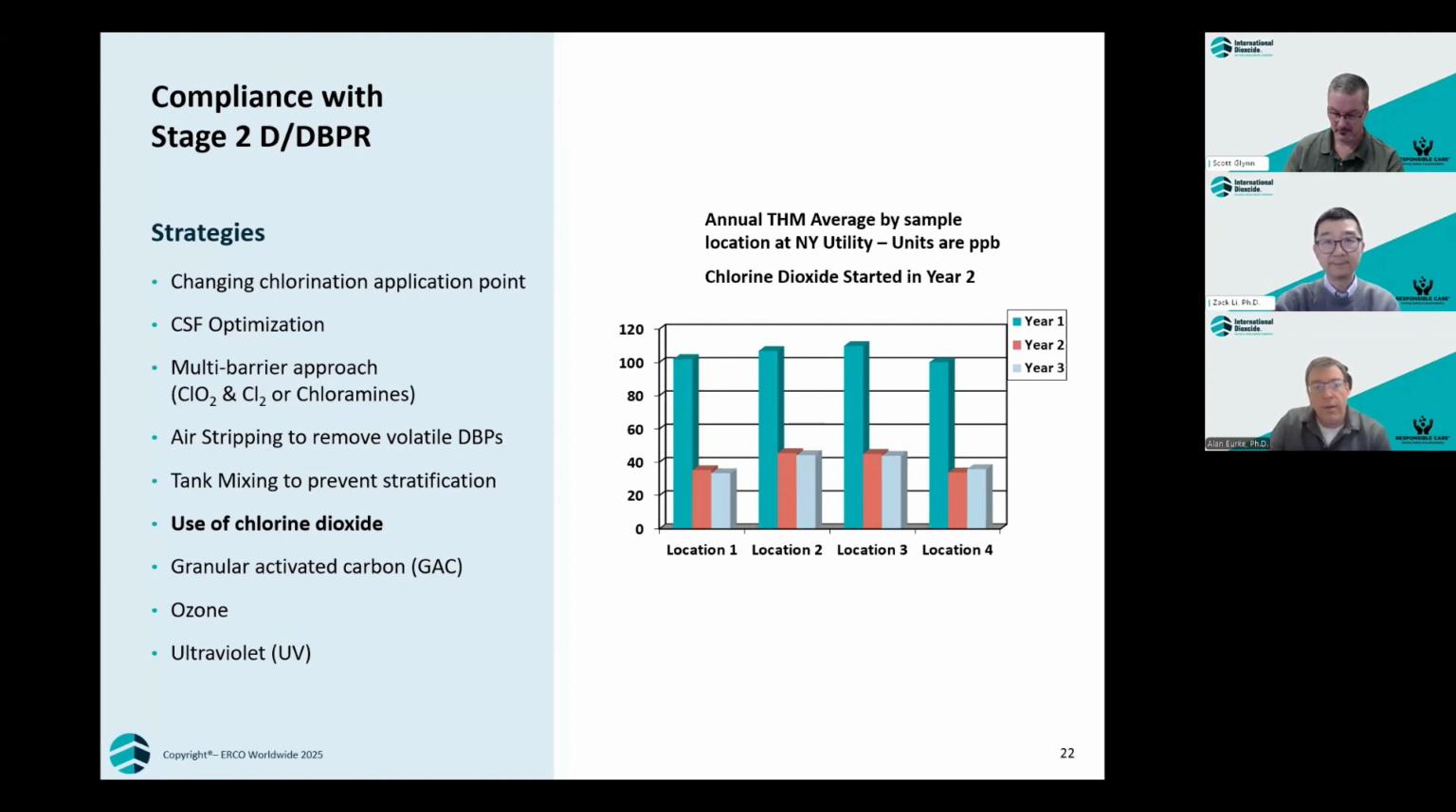The figure here on the right is basically showing how a New York utility started with chlorine dioxide treatment, and the total trihalomethanes were greatly reduced by over 50% and maintained that water quality in the second and third years after switching over to chlorine dioxide.